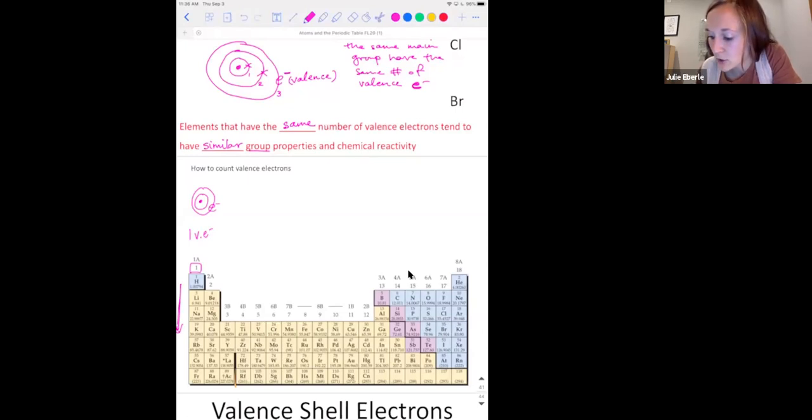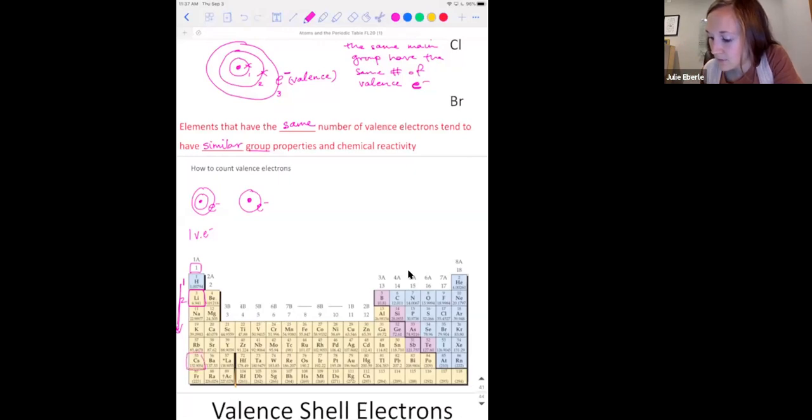So I just drew a picture of lithium right here. Lithium is on row 2, so it's got 2 circles around the nucleus, and it has 1 valence electron. I'm going to draw a picture of hydrogen. How would you draw a picture of hydrogen? Draw the correct number of circles around the nucleus and draw the correct number of valence electrons. Hydrogen is on row 1. So we draw 1 circle around the nucleus, 1 shell, and we draw 1 electron on that shell. That's hydrogen.